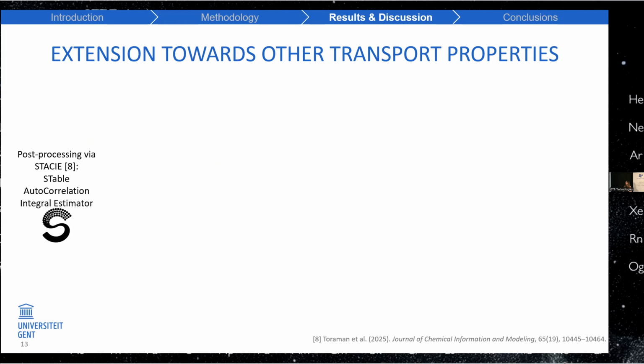So now we started collaborating with the Center of Molecular Modeling at UGent, who developed a post-processing tool called STACY, a stable autocorrelation integral estimator that allows us, by only post-processing, to extract multiple transport properties from one molecular dynamics simulation. So now, besides self-diffusivity coefficients, we can also extract ionic electrical conductivity, thermal conductivity, and viscosity from MD simulations.